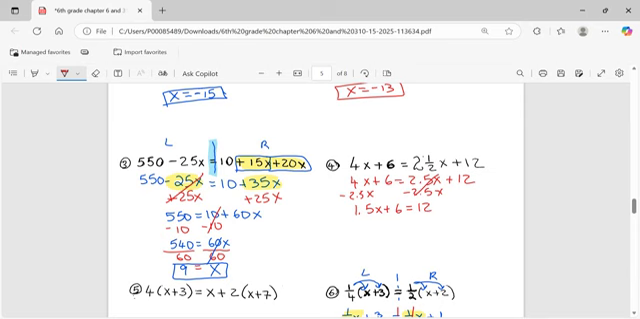Then I'm going to go ahead and subtract 6 on both sides. So that 1.5x is equal to 6. And then to finish this off, I am going to divide both sides by 1.5. And then my x is going to equal 6 divided by 1.5, which is 4.